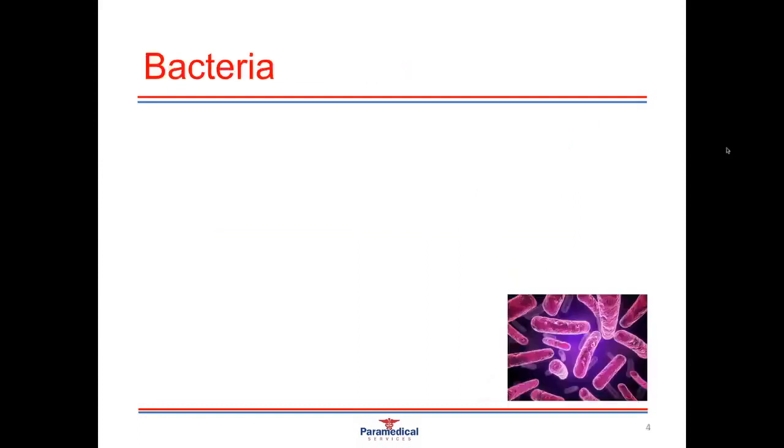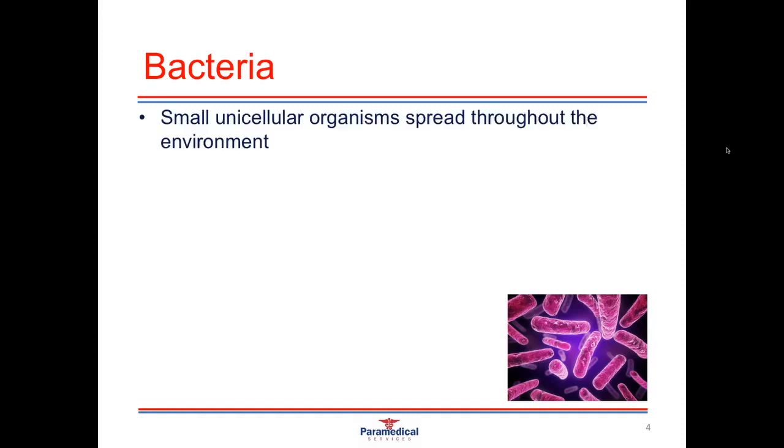So bacteria are the first pathogenic agent that we're going to be having a look at, and you can see there's a picture of what bacteria look like underneath a microscope down in the right hand corner. From the picture you can see that they're quite simple in structure, and they're only one cell large, or what they call unicellular organisms, and they are spread right throughout our environments.